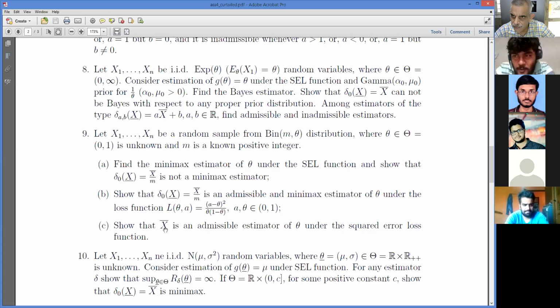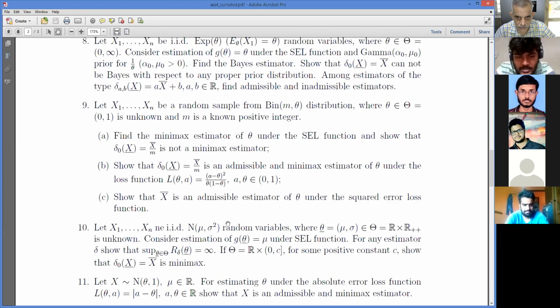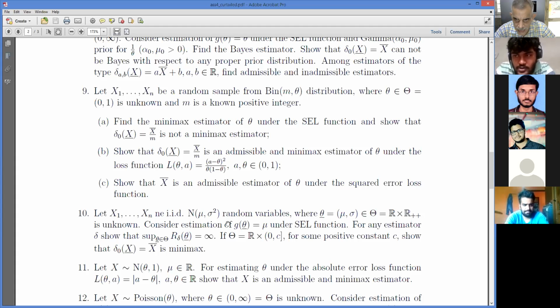Sir, in problem number 10, as both parameters mu and sigma are unknown, I have to consider a conjugate prior, and then I show that the supremum over theta belonging to script H of r delta theta is equal to infinity.